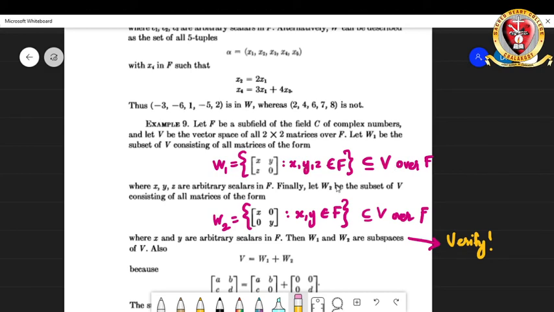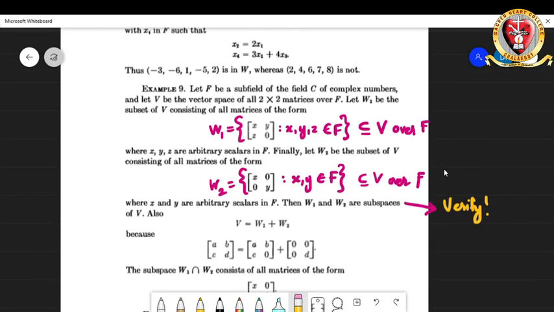Okay, and then we are going to think about the subset W2, which is nothing but the entry of the first row, second column, and the second row, first column. Both are zeros. Rest of them X, Y, which are varying inside F. It is also a subset. Here W1 and W2 are subspaces of V. You can verify it. It is very easy under the same field F.